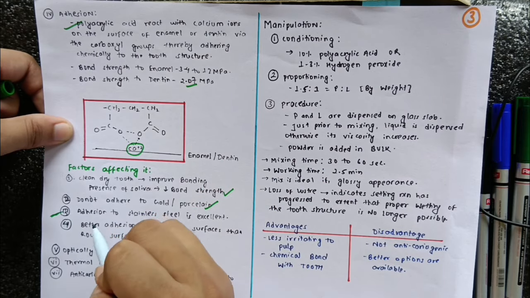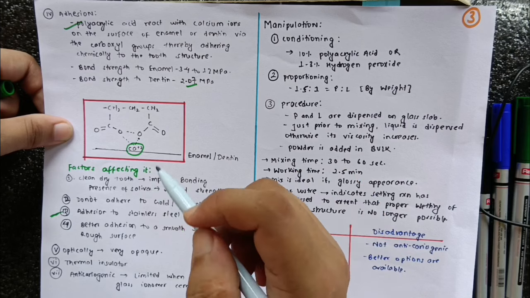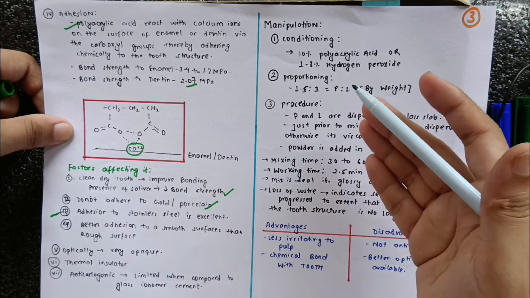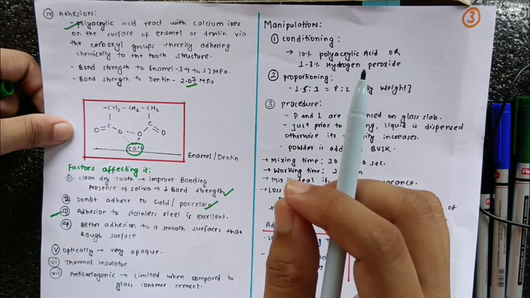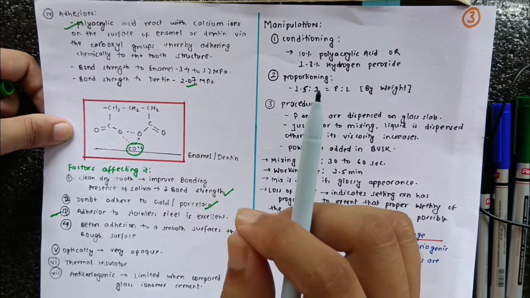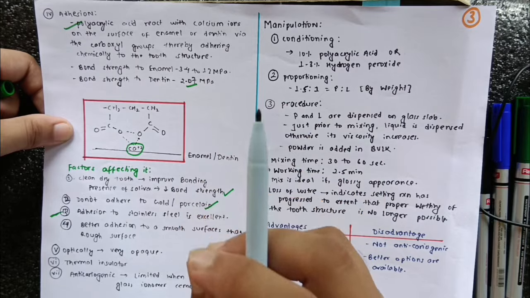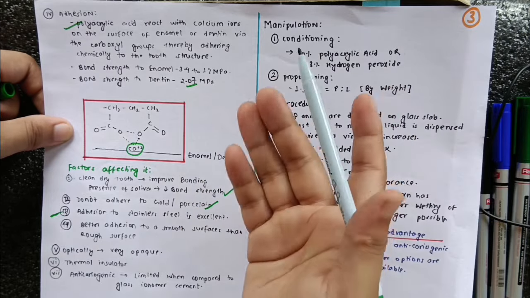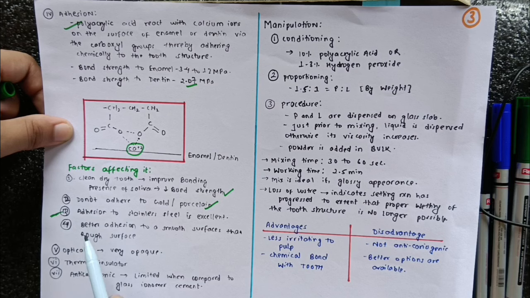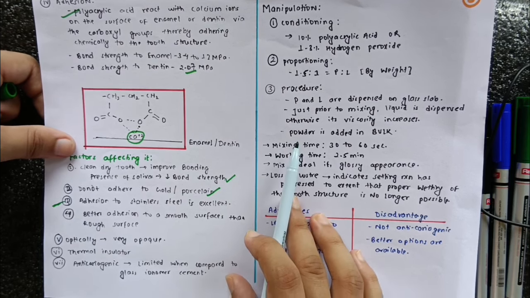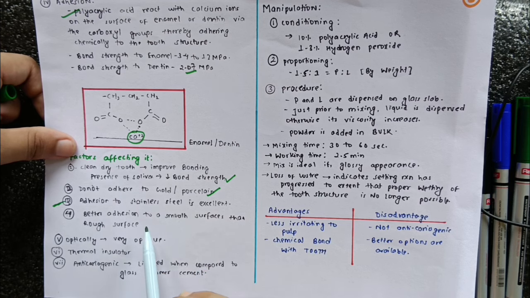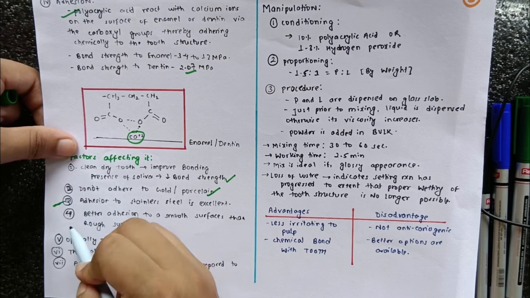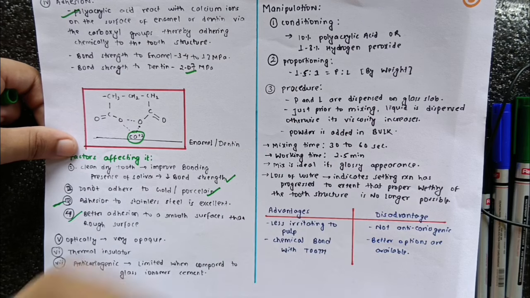So how to remember this? How I remembered this is, in the manipulation section I will be telling, we use a stainless steel spatula for cement mixing. At that time, when you mix, the cement gets adhered to the steel. So you can remember from that: adhesion to stainless steel is excellent, but adhesion to gold and porcelain is bad. And similarly, there is better adhesion to smooth surfaces than rough surfaces.